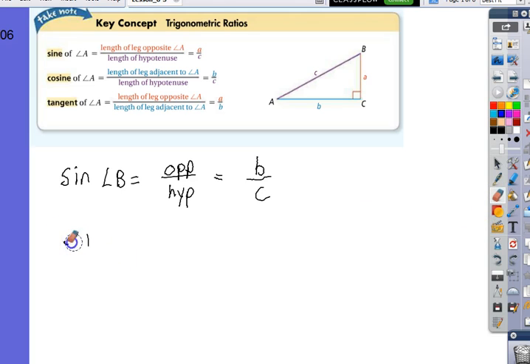If I wanted to do the cosine of angle B, so here's angle B, the cosine is the adjacent over the hypotenuse.